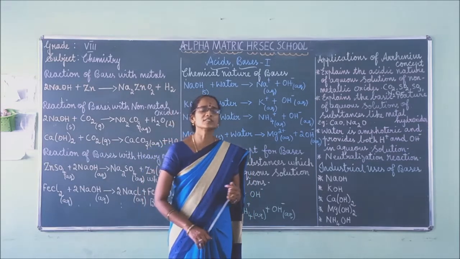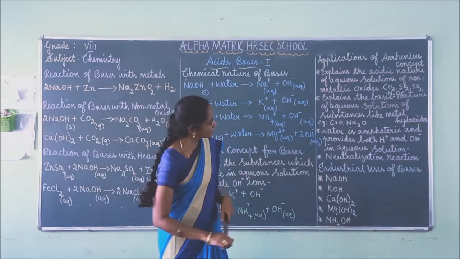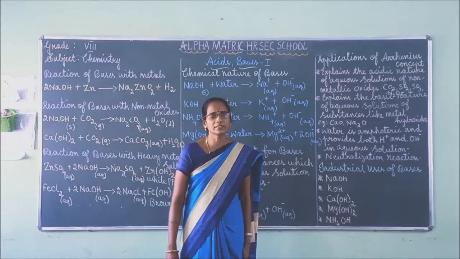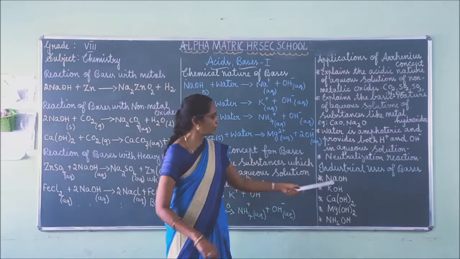So these are some of the industrial uses of bases, children. You can expect these industrial uses of bases in a 5-mark question or otherwise in a 2-mark question. So according to that, you have to learn fully. You don't simply write NaOH.